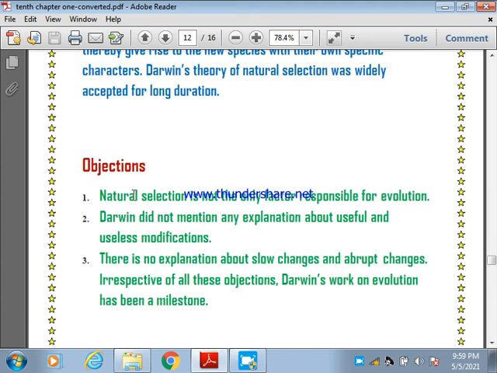Its objections: natural selection is not the only factor responsible for evolution. Darwin did not give any explanation about useful and useless modifications. There is no explanation about slow changes and abrupt changes. Irrespective of all these objections, Darwin's work on evolution has been a milestone.